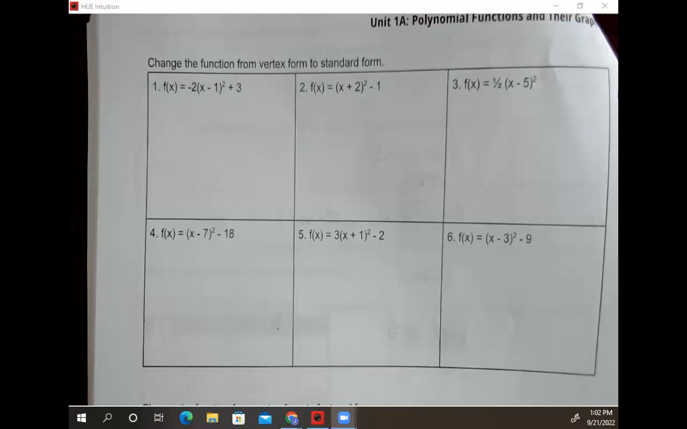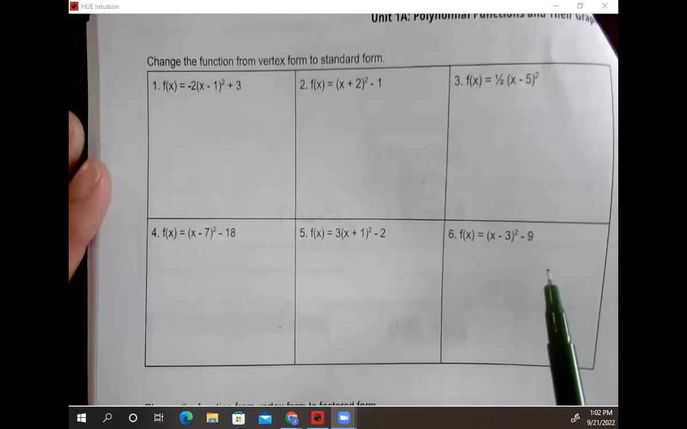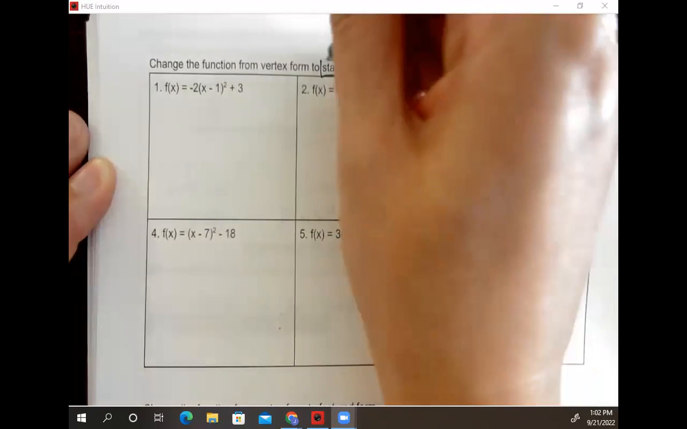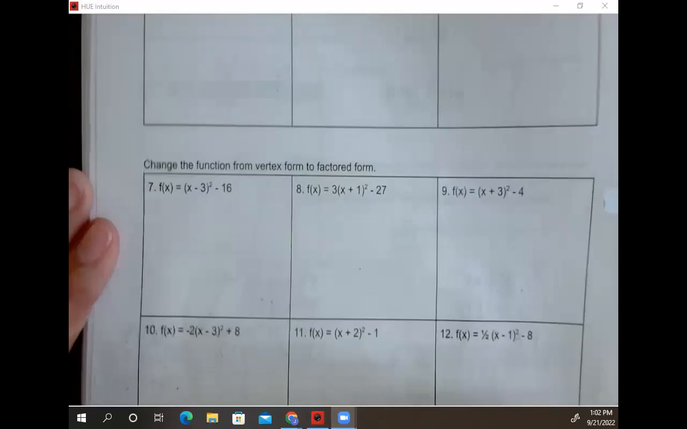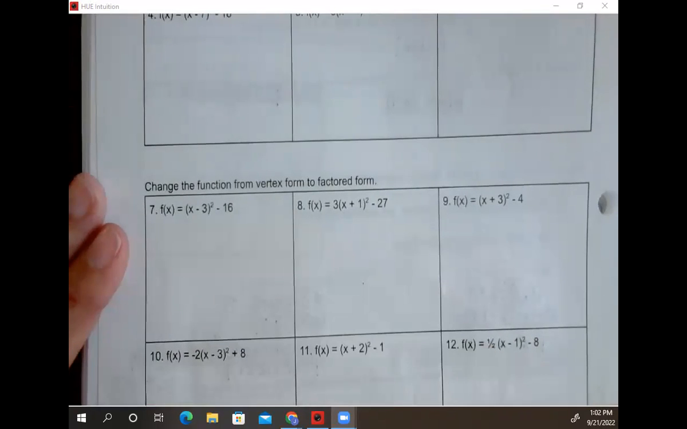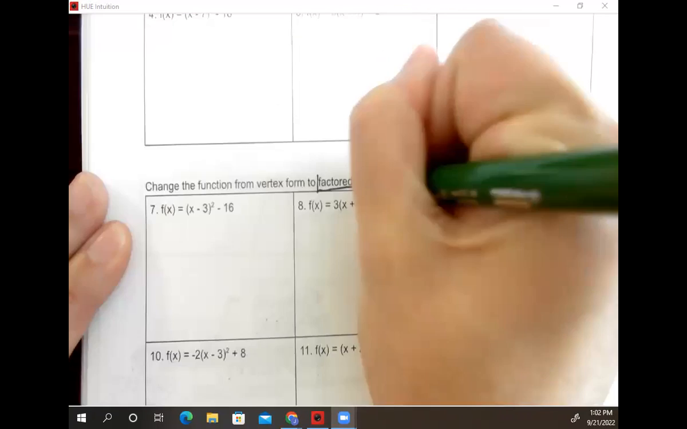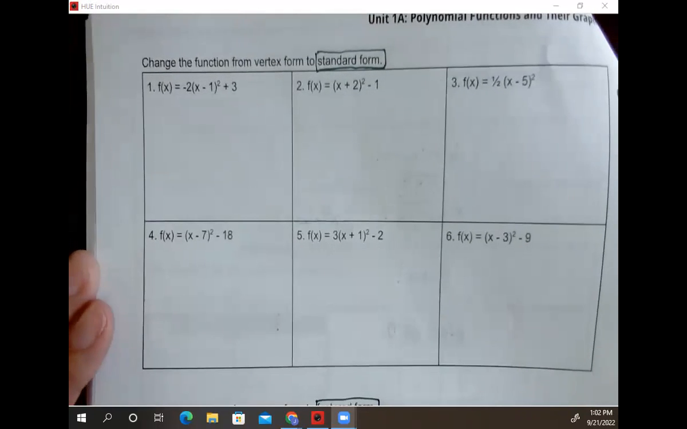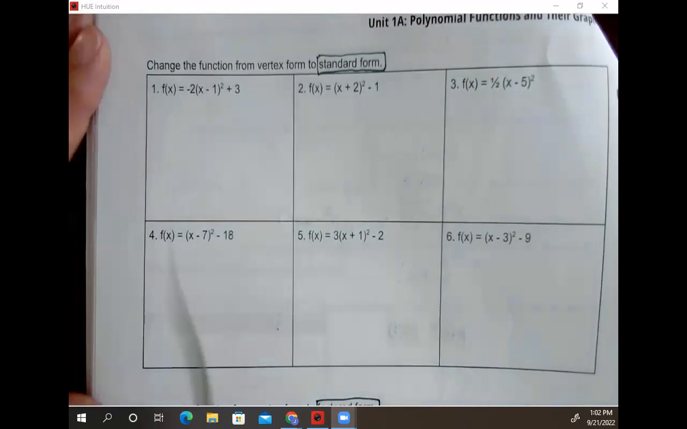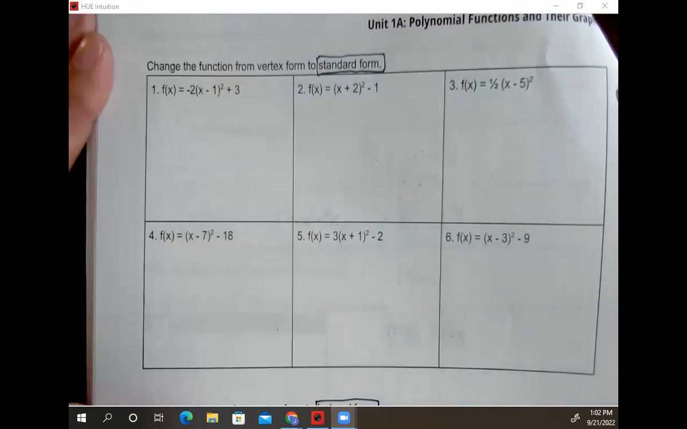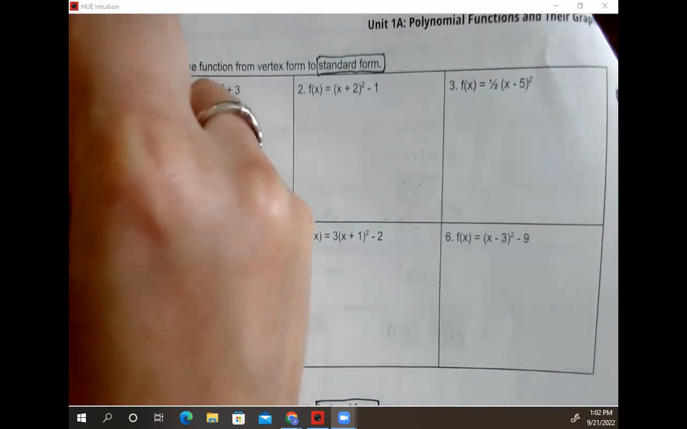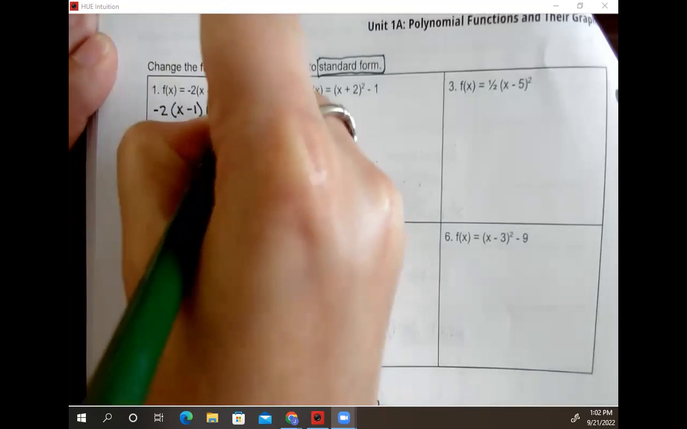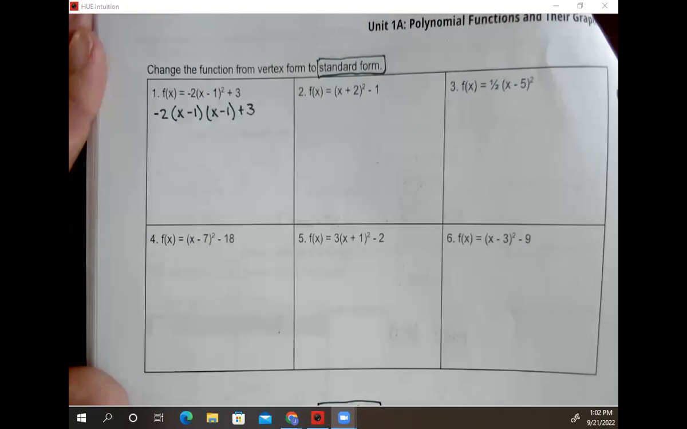So on page 40, in the first table, all of these problems are starting in vertex form and we're changing to standard form. And then the bottom half of the page, all of these are starting in vertex form and we're changing to factored form. We're going to start up at the top. Standard form is what we want to get. So that means we're going to do some distributing up here. So for number 1, I've got a lead coefficient here that's not 1. That's okay. I'm just going to write it in front and then write the squared thing twice. The first thing I want you to do anytime you're changing to standard form is to write the squared thing twice.